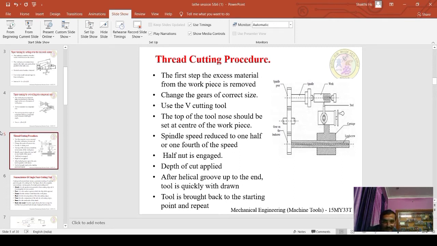Another topic is the thread cutting procedure. To form or produce the threads, the following procedure is important, and this is followed. This is the conclusion of this session: the taper turning methods and the cutting of threads in different ways. That's all.